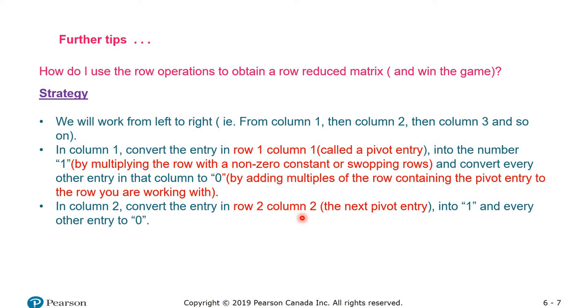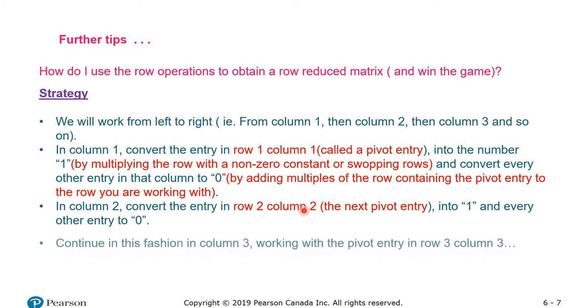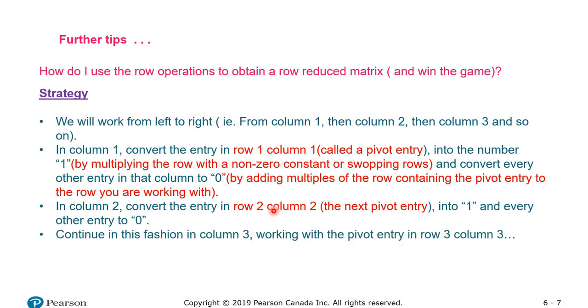And again, repeat that procedure in terms of converting the entry in row 2, column 2 to 1 and everything else in column 2 to 0. Once you're done with column 2, go on to column 3. Once you're done with column 3, go on to column 4. But remember, in column 3, the pivot entry will be in row 3, column 3. In column 4, the pivot entry will be in row 4, column 4, and so forth. So I hope you understand what is happening in each of the steps.